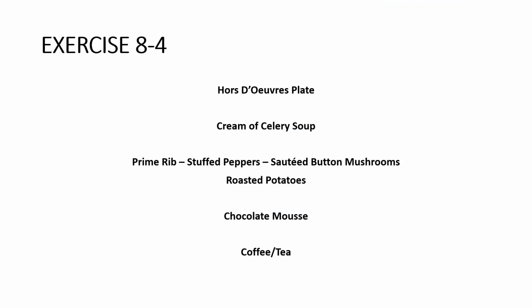Basically what they do is they take the major parts of those skills we've learned and apply them to everyday situations. We have two menu items here that we've put together for a special soiree for people. All of our diners will be enjoying this wonderful meal. We need to figure out what we're going to have to charge them. So our first menu item in exercise 8-4 contains an hors d'oeuvre plate, a cream celery soup, prime rib with stuffed peppers and sauteed button mushrooms, roasted potatoes, chocolate mousse, and coffee or tea.